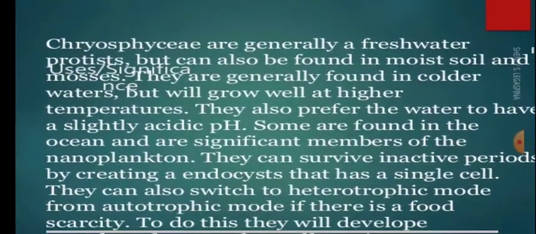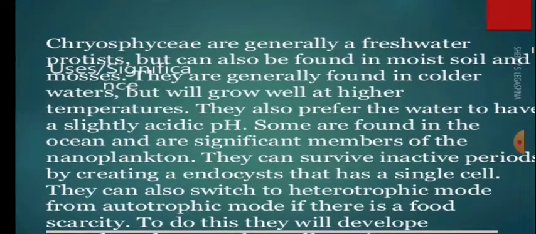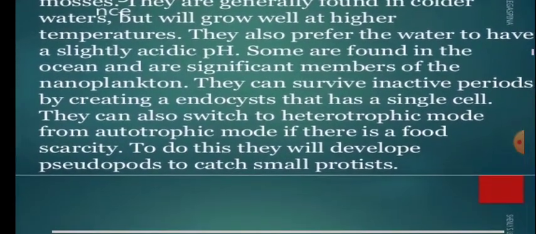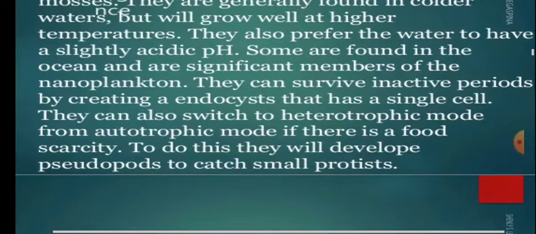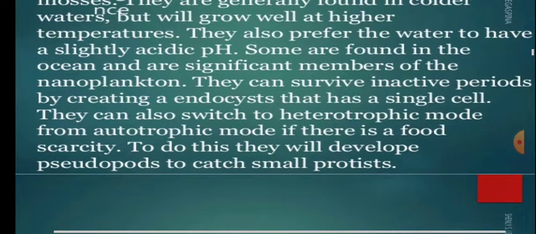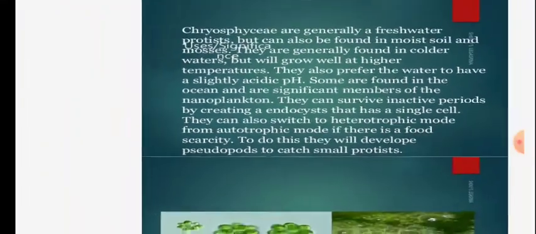The Chrysophyceae are generally freshwater protists, and they are found in moist soil and mosses. They are generally found in colder waters, but will grow well at higher temperatures also. They also prefer water with a slightly acidic pH, and some are found in the ocean, where they are significant members of the nanoplankton. They can survive inactive periods by creating an endocyst, which has a single cell, and they can also switch from the autotrophic to the heterotrophic mode of nutrition. When there is a scarcity of food, they develop pseudopods to catch small protists.